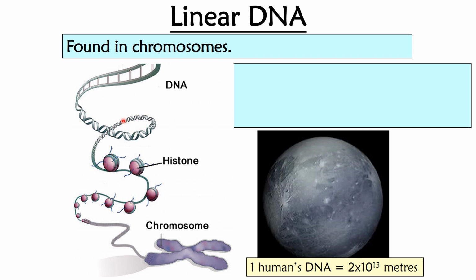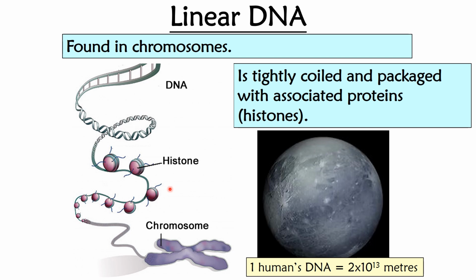So here is your DNA strand, and you can think of it almost like a thread, and it is wrapped around this little bead-like protein, and that's called a histone. So linear DNA is tightly coiled and packaged with these associated proteins, which are called histones.